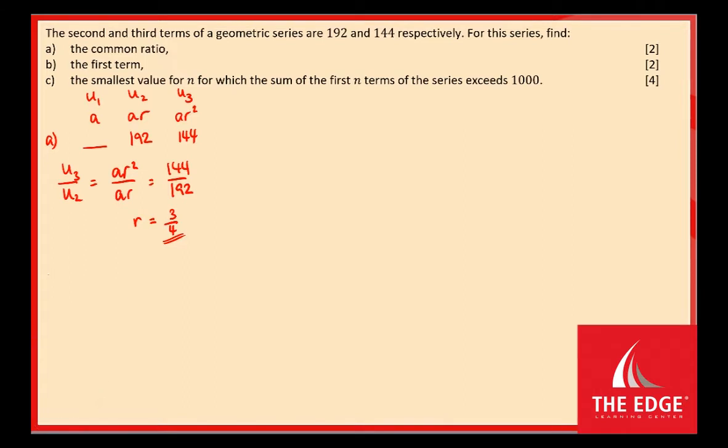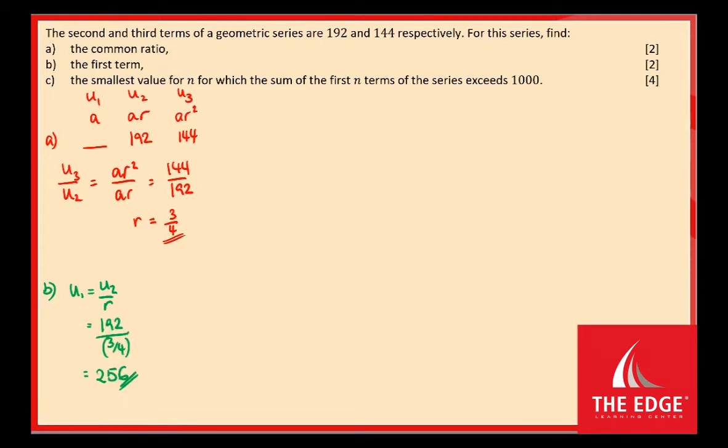So now, if we look at part B, it's asking me to find the first term. Using a similar method to part A, I can divide, but I'm going to be taking the second term and dividing it by my common ratio in order to find the first term. So in this case, I'm going to be doing 192 divided by the common ratio that I've just found, which is 3/4. Pop that into calculator, and I should end up with an answer of 256.